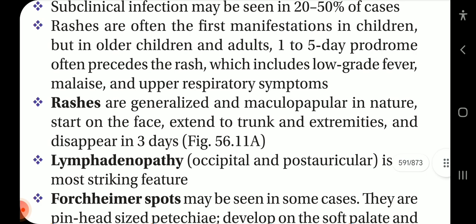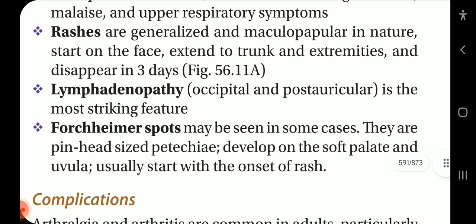Rashes are often the first manifestation in children, but in older children and adults, a 1 to 5 day prodrome often precedes the rash, which includes low-grade fever, malaise, and upper respiratory symptoms. Rashes are generalized and maculopapular in nature, start on the face, extend to the trunk and extremities, and disappear in 3 days. Lymphadenopathy, occipital and post-auricular, is the most striking feature.